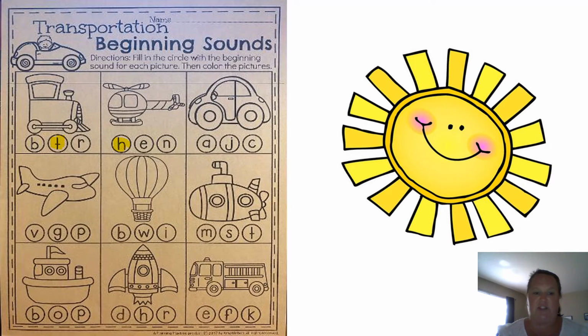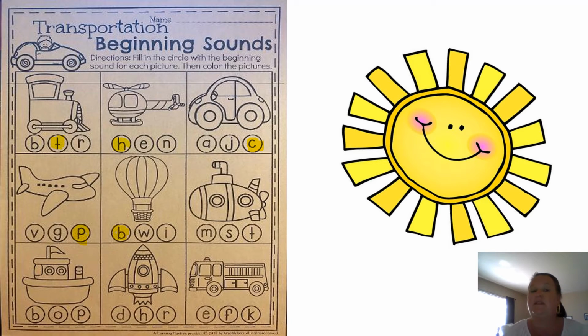Helicopter, what letter says h? It's H. Okay. The next picture is a picture of a car. What letter says car? C says car. Okay. The next picture is a plane. Plane. What letter says p: V, G, or P? P. That's right. P says plane. This is a hot air balloon. Balloon. What letter says balloon? B.